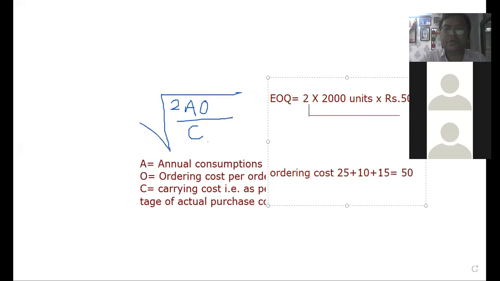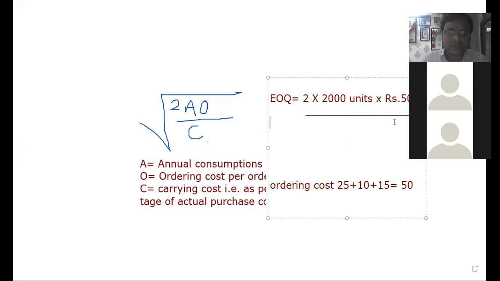And what is left now? Carrying cost. What is the carrying cost given in the problem, student? What percentage is the inventory carrying cost? For inventory carrying cost, it says other holding cost is 15% and pilferage while holding the inventory is 10%. So carrying cost means what, student?